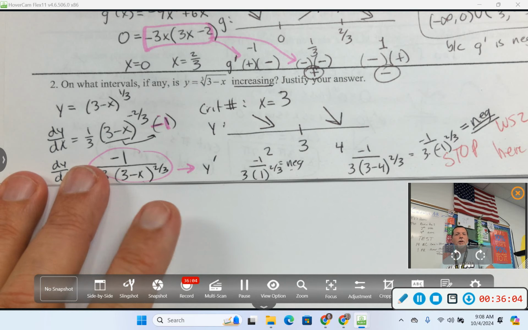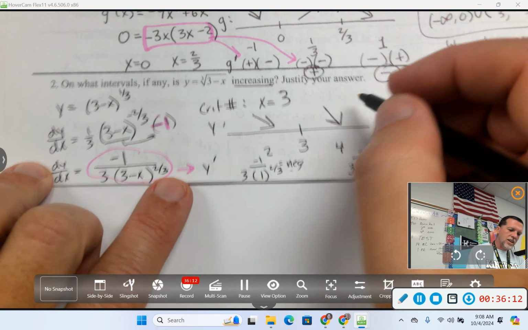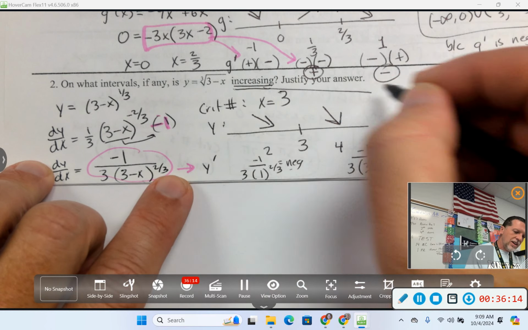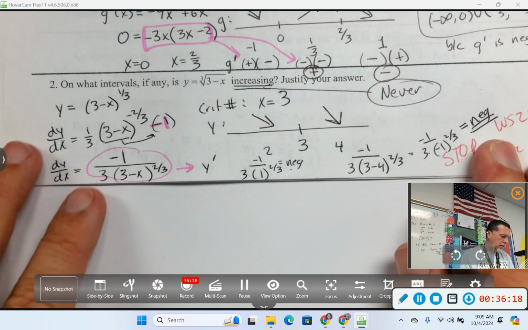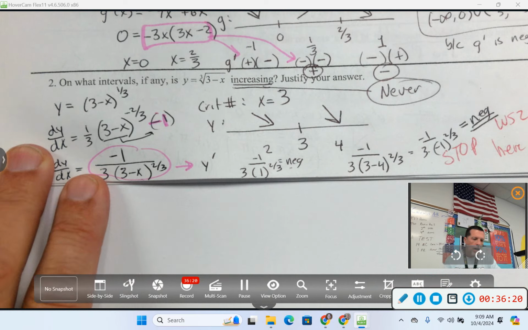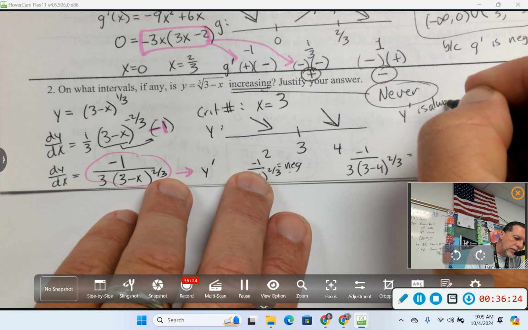So now let's make sure we answer the right question. We got a lot of good work there. On what intervals is the function increasing? Never. Bit of a trick question there. And I guess we should say y prime is always negative.